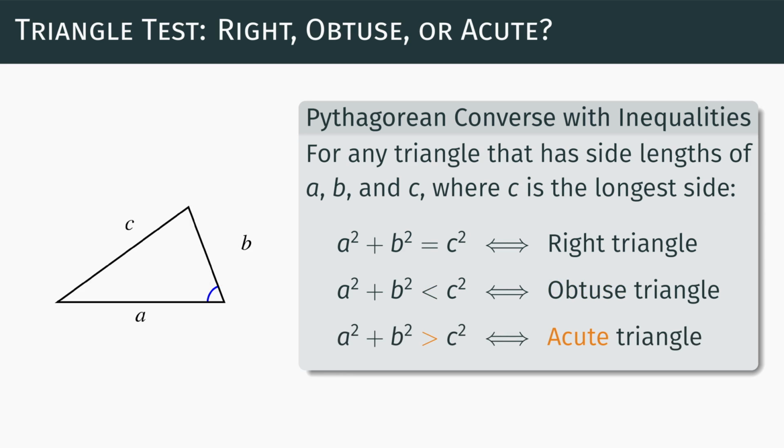And then finally, if a squared plus b squared is greater than c squared, right? The c got to be the small part, then that means we're looking at something where the 90-degree angle that would normally be there shrank, and now we're looking at an acute triangle. Remember, acute is a triangle where all of the angles are less than 90 degrees. So those are our three situations.